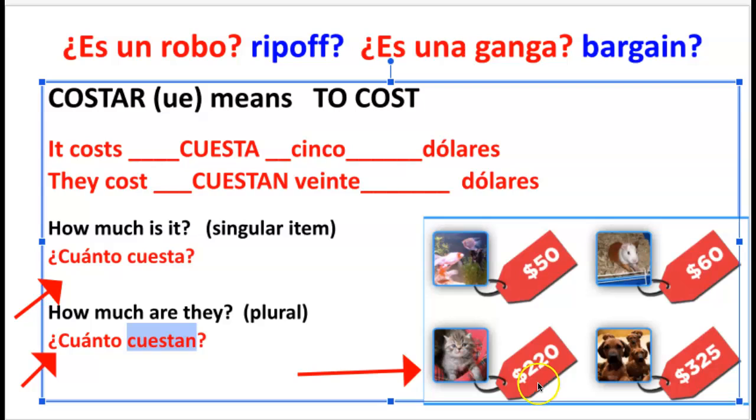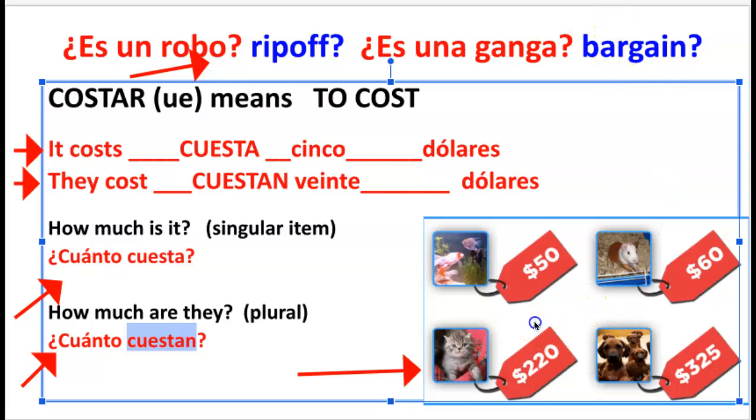How will I answer the question? See if you can also give me the number 220. Will I use my singular version or my plural version of the answer? That's right, I'll use my singular version. Cuesta, and then if you did the number, $220. El gato cuesta $220. Wow. Es un robo. That's a ripoff.